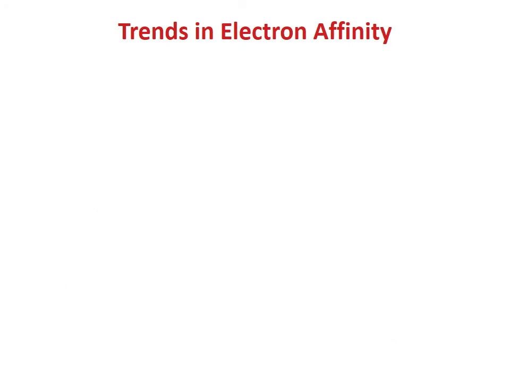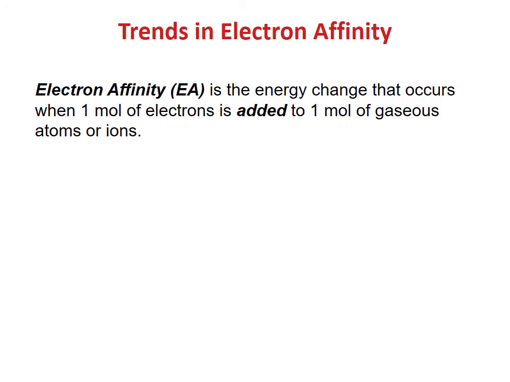The third atomic property we want to discuss is electron affinity. Electron affinity is the energy change that occurs when 1 mole of electrons is added to 1 mole of gaseous atoms or ions. So ionization energy is the energy to remove an electron. Electron affinity is the energy change when an electron is added. One example is fluorine. Add 1 electron to form fluoride.